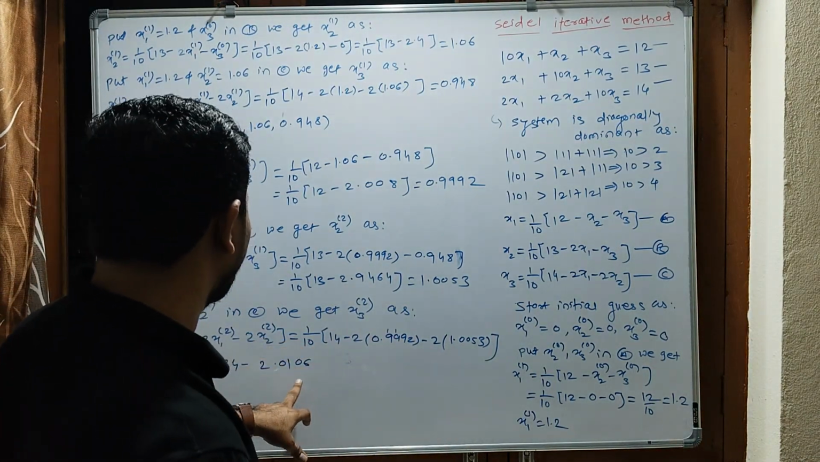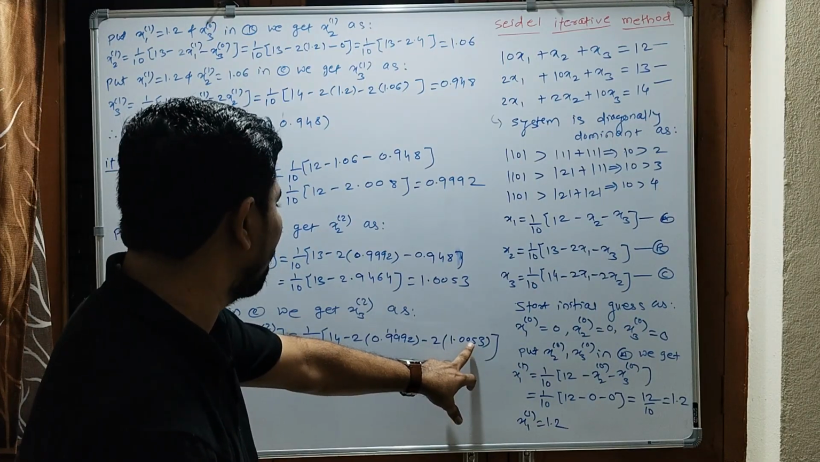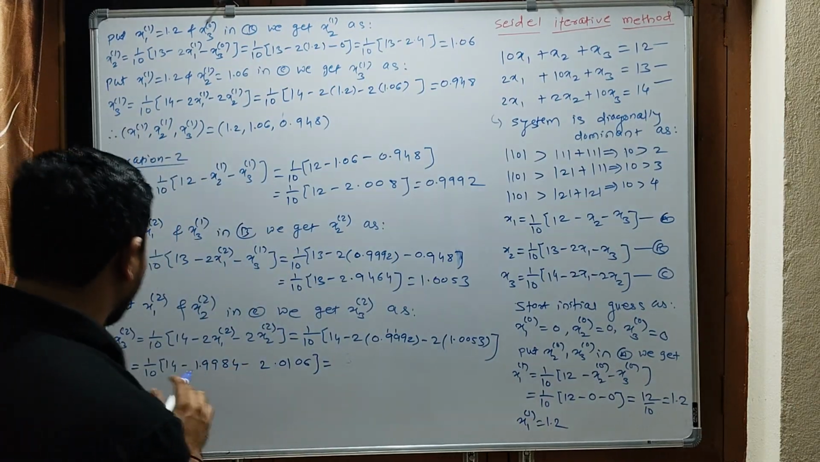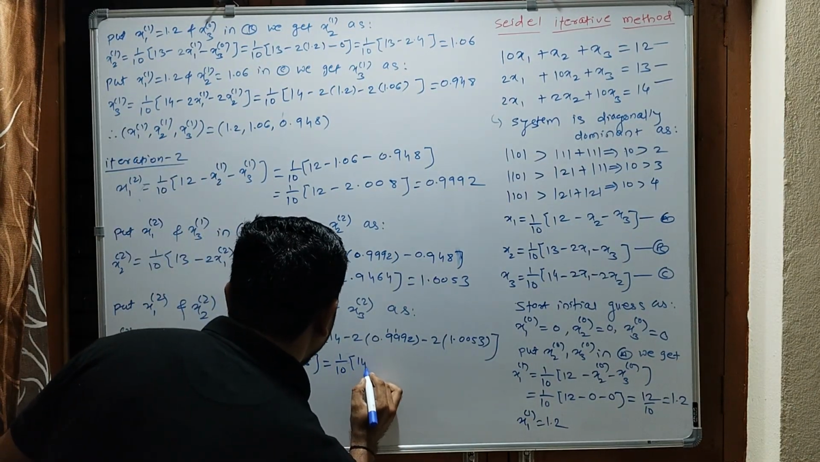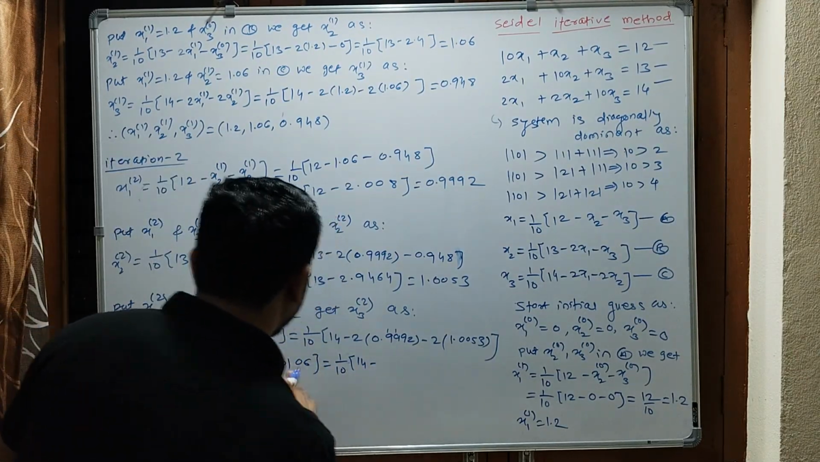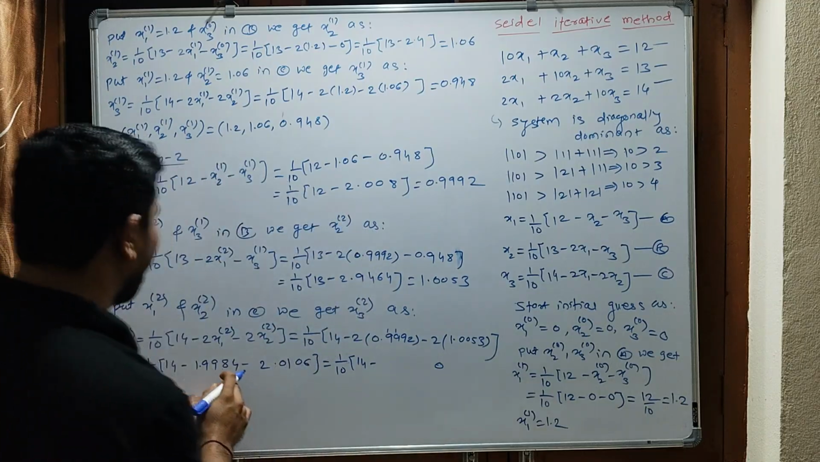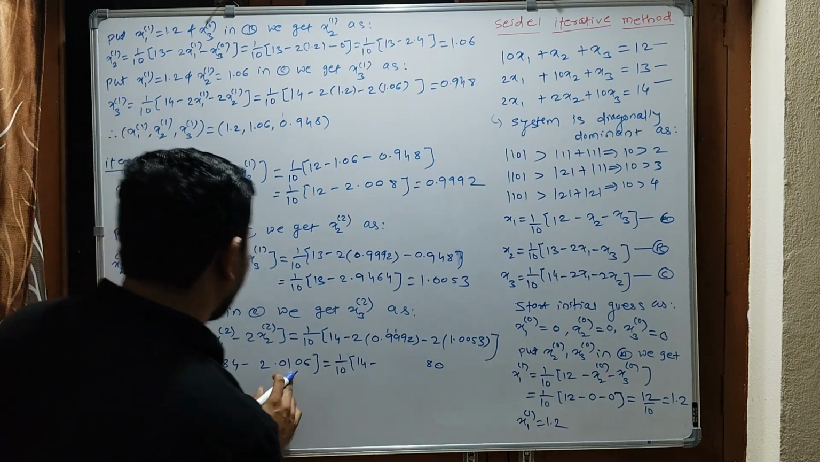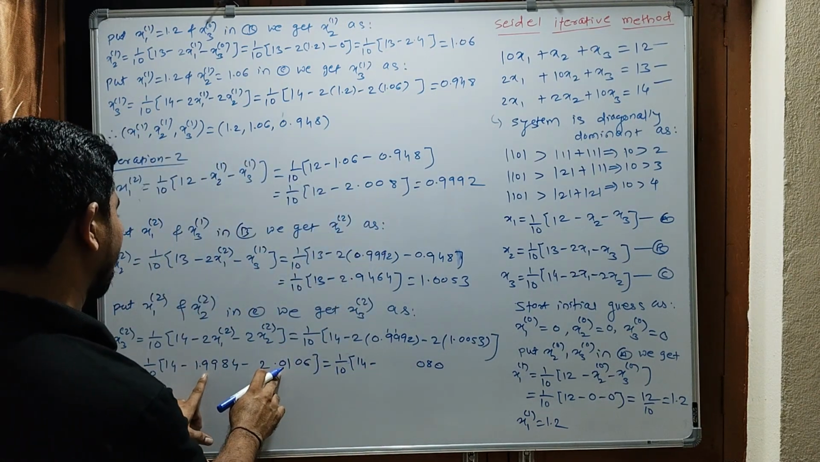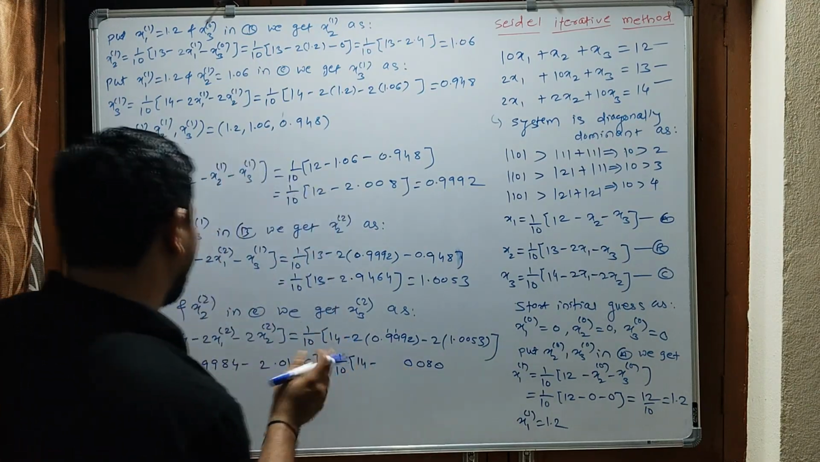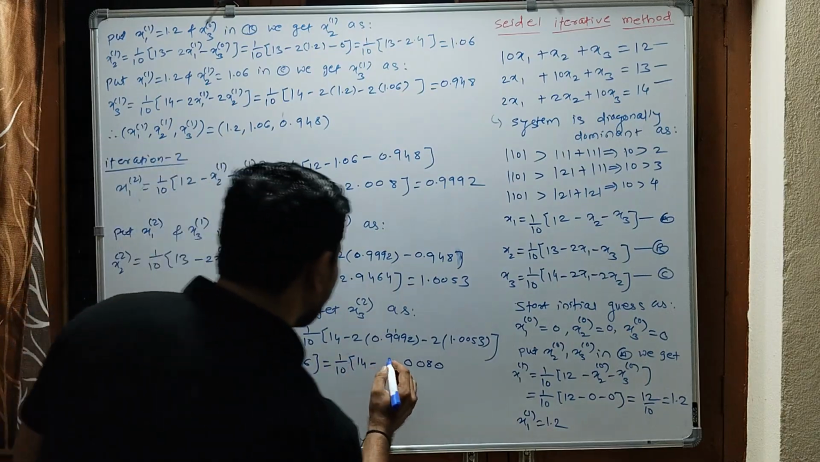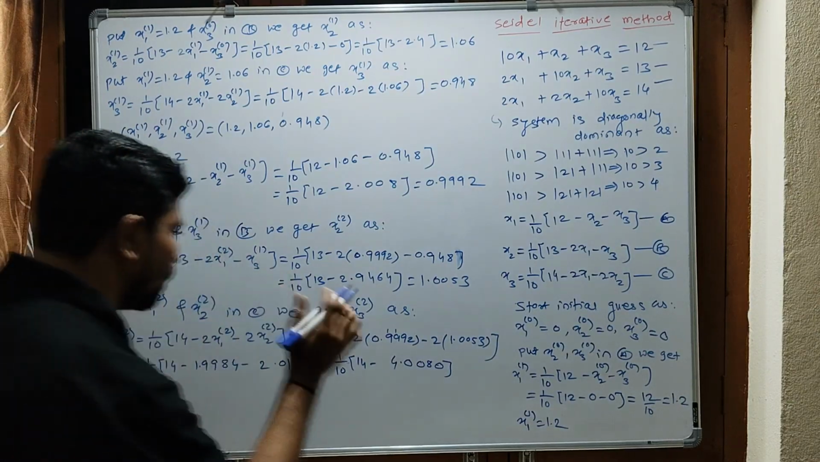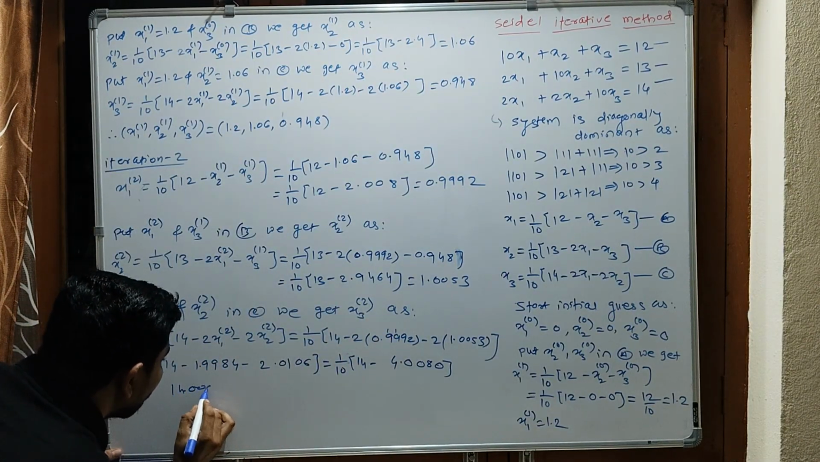So now with this, 1 by 10 times 14 minus the sum, which comes to 4.0080.